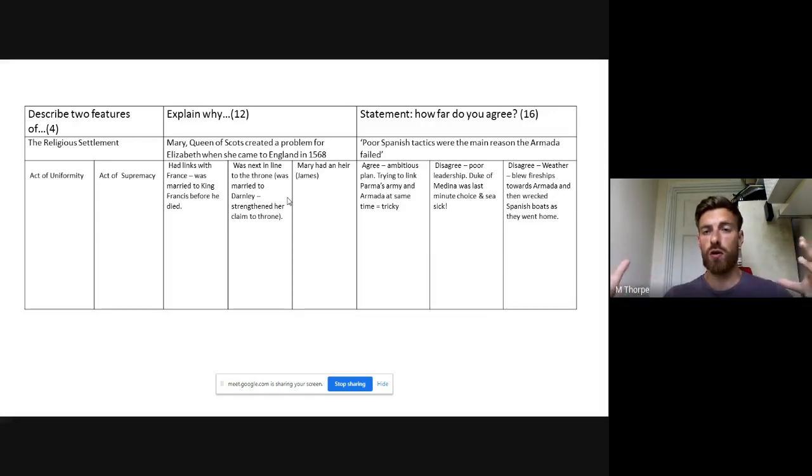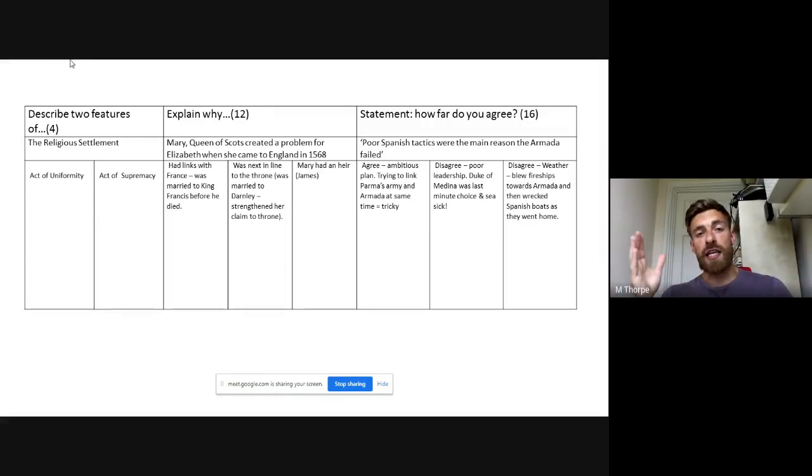So these are the ones that could highly likely be used. So you can see here, describe 2 features of the religious settlement. So all I've put there is 2 features: one, the Act of Uniformity, and one, the Act of Supremacy. Remember, the Act of Uniformity was that all church services and all churches had to look the same, and the Act of Supremacy was that it made Elizabeth supreme governor of the church. So again, that would be 4 marks, but we're just writing down the 2 things you talk about.